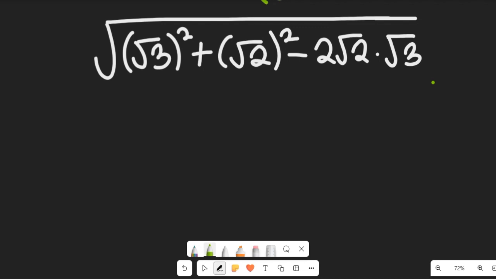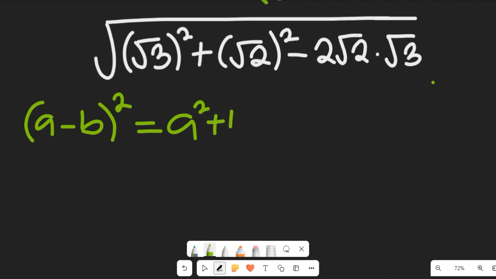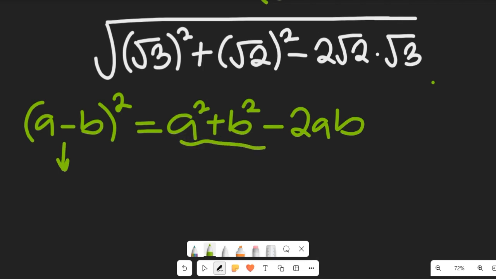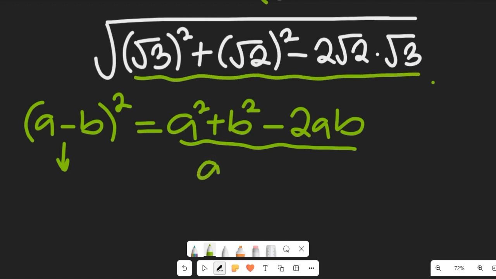Now do you recall this algebraic formula? A minus B all squared. Recall that this will give us A square plus B square minus 2AB, right? So if we compare this whole thing to this whole thing, that means this whole expression with A equal to square root of 3, and we'll have B to be equal to square root of 2.